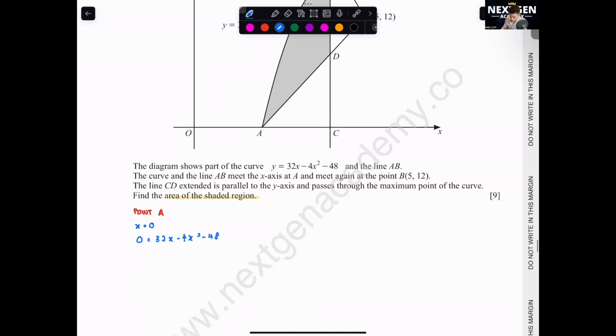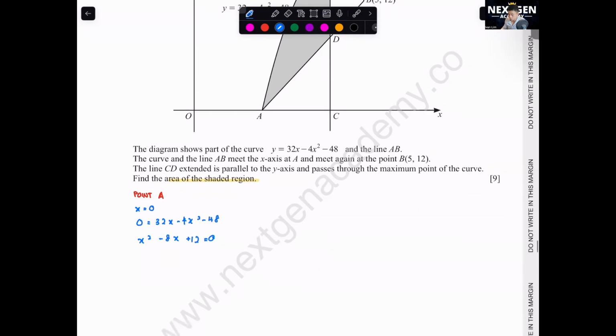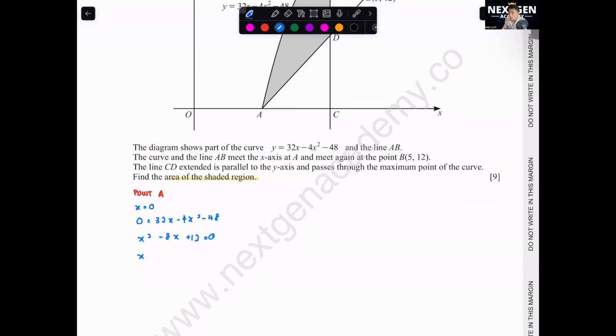Okay, rearrange the entire thing. I can divide the whole thing by 4 also. So x squared, 32 divided by 4, minus 8x plus 12 equals 0. This one might be x minus 6, x minus 2 equals 0. So you got x equals 2 and x equals 6.